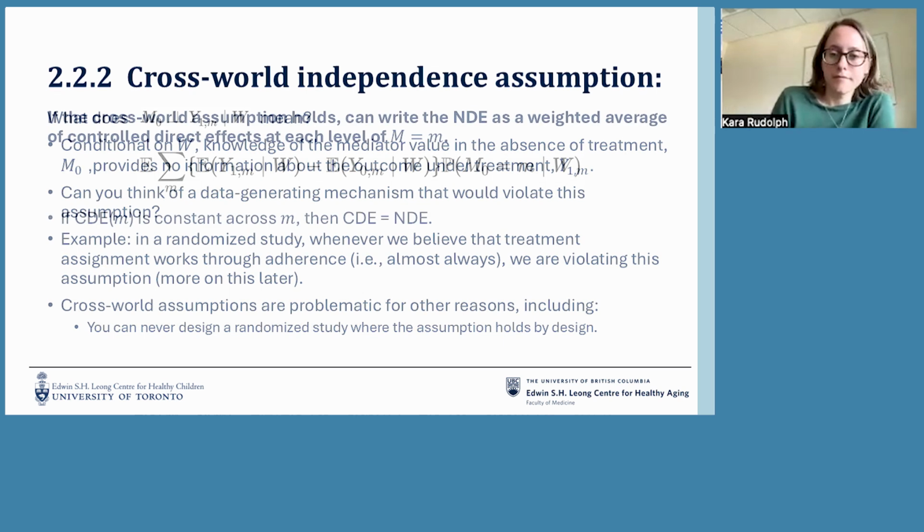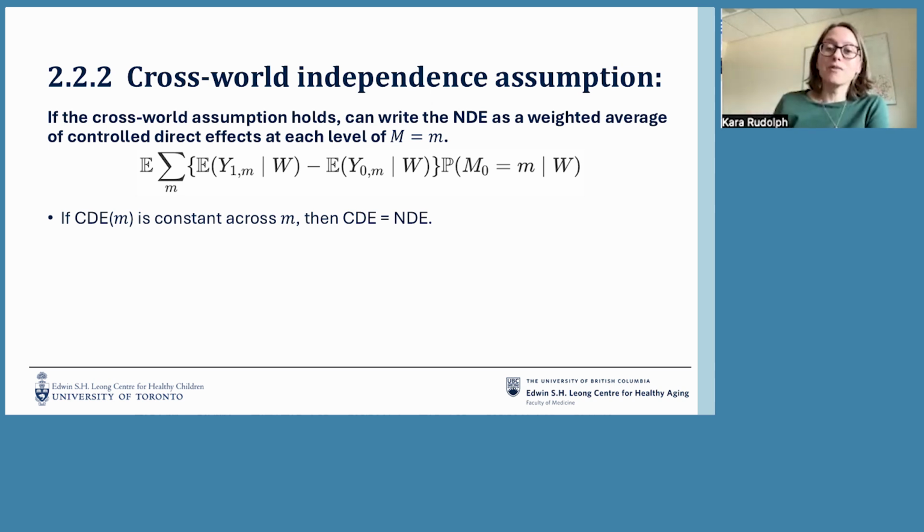Now, if this assumption holds, then we can write the natural direct effect as a weighted average of the control direct effects at each level, setting M equal to m. This provides a link between control direct effects and natural direct effects. In addition, because this is averaging across these levels of M, you may also be intuiting that if my control direct effect is constant, no matter what value of my mediator I set, then the control direct effect is actually equal to the natural direct effect.